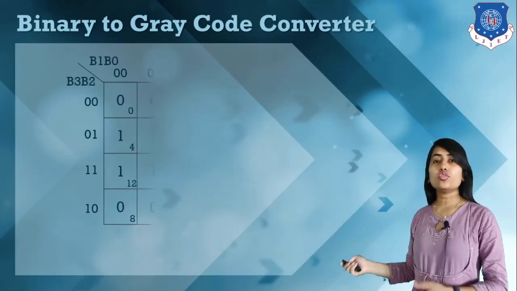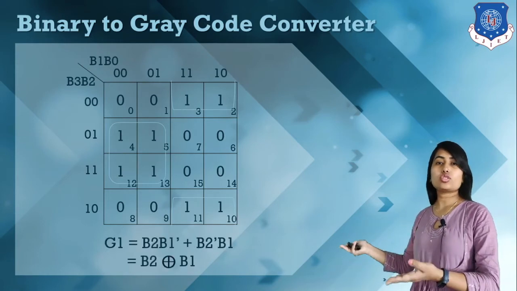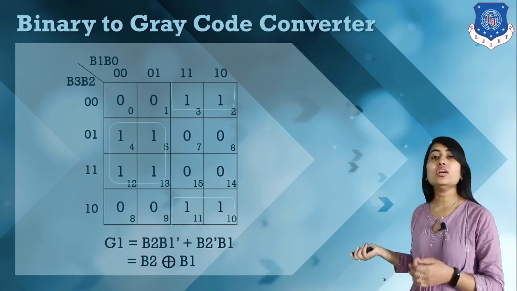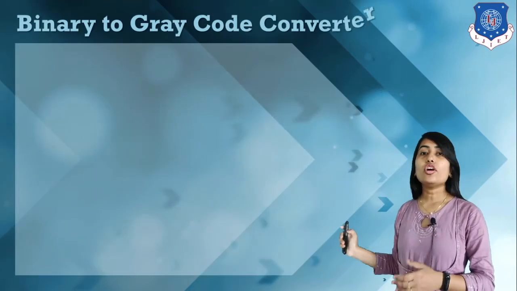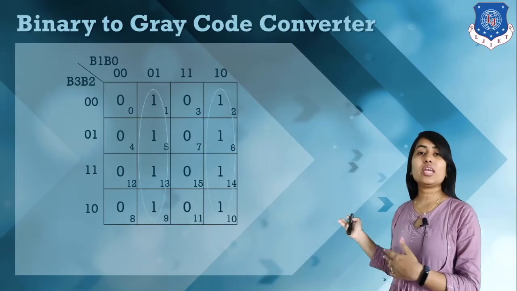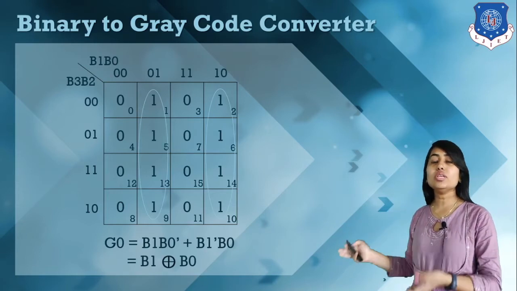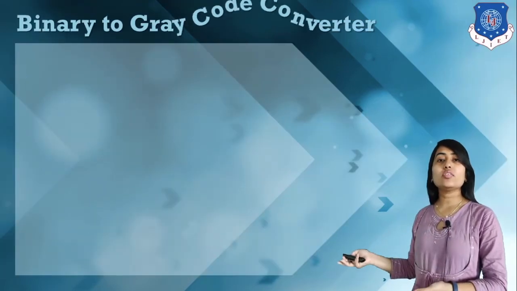Then next here we have G1. So G1 is equal to basically B2 XOR B1. This is how we identify it from the K-map. Here we have G1 is equal to B2 XOR B1, and next we have the expression for G0. Here we make a K-map for G0 and we write the values. So for G0 we have B1 XOR B0.